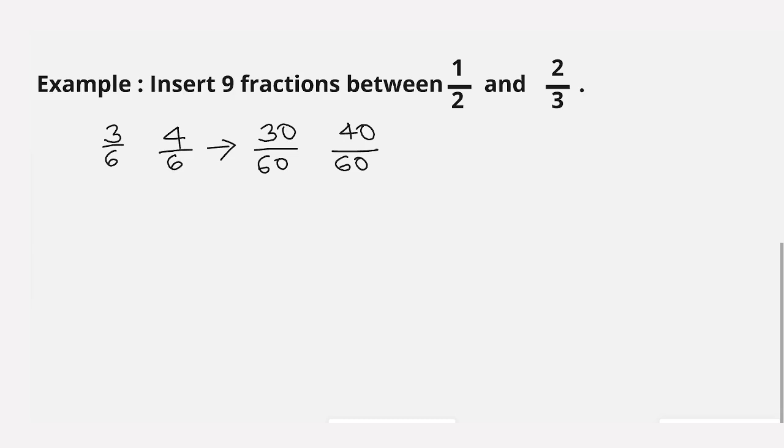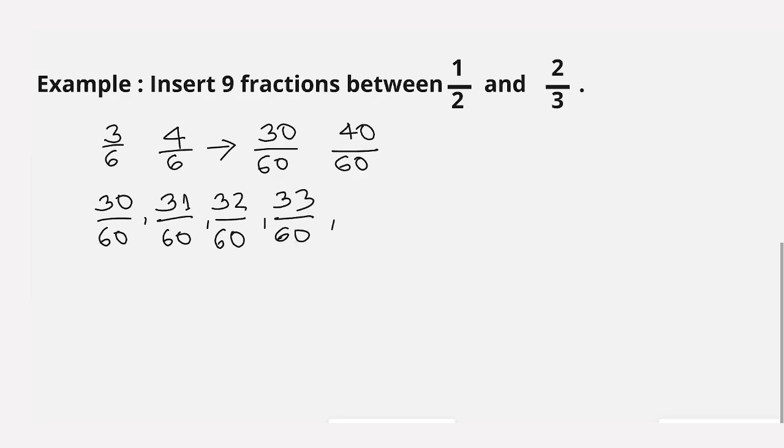Now we will go on adding 1, 2, 3 to 30 and writing 60 in the denominator of each number. So the inserted numbers will be, after 30 upon 60, we add 1 to 30, so it becomes 31 upon 60. This is our first number. We add one more, so it will be 32 upon 60. Then we add one more, so this is 33 upon 60. We will continue adding 1 to each previous number.